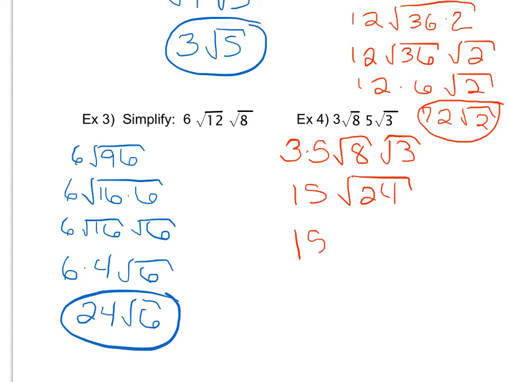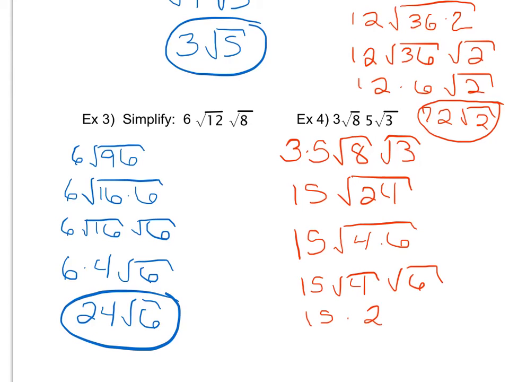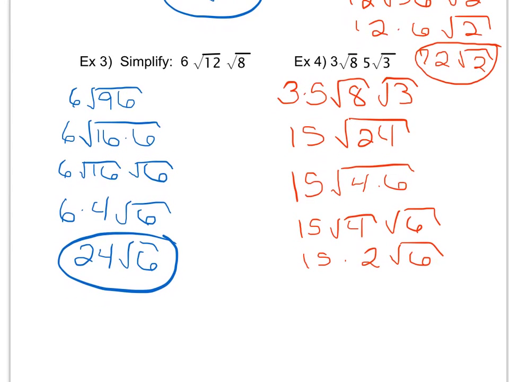Again, I have to ask myself, is square root of 24 in simplest form, or does 24 have perfect squares? Because 24 is divisible by 4, I'm going to rewrite it as square root of 4 times 6, which becomes 15 times the square root of 4 times the square root of 6, which becomes 15 times, I know the square root of 4 is 2, I have no idea what the square root of 6 is, so I leave it. Finishing up, I'm going to go ahead and say 15 times 2 is 30. Because 6 is not a perfect square and does not have any perfect square factors in it, I can go ahead and stop here.